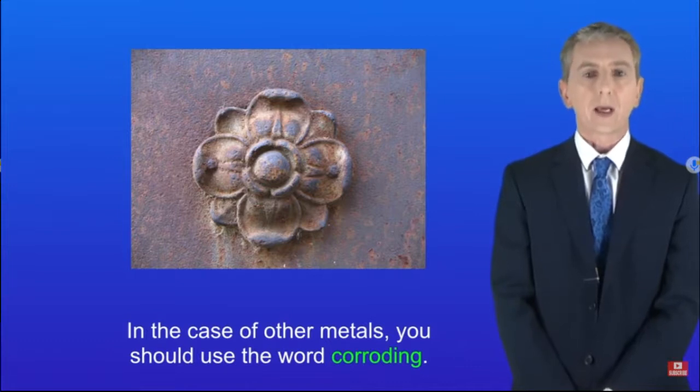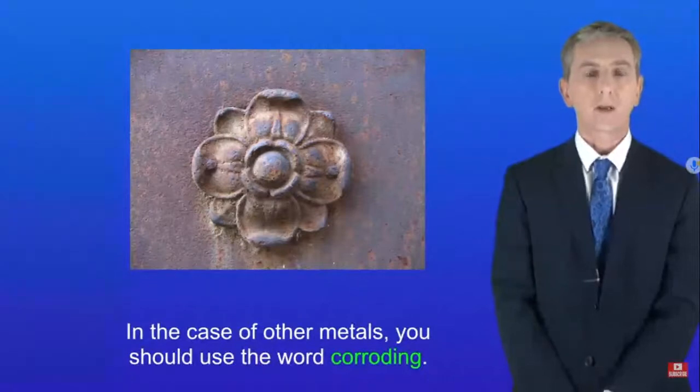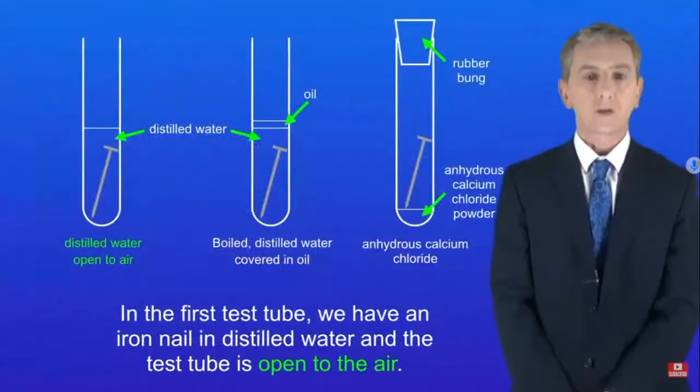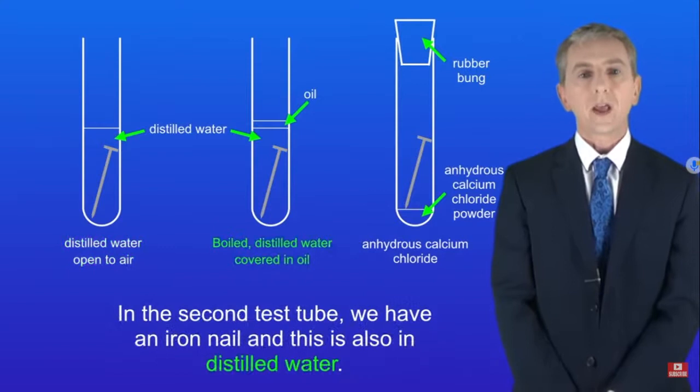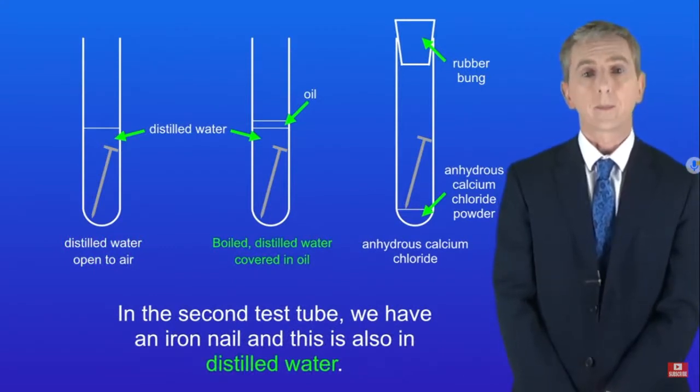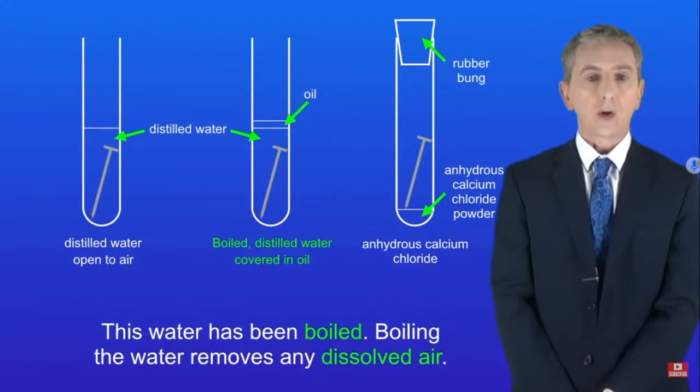Now, in the exam, you could be asked to describe how to carry out an experiment on the conditions required for rusting. I'm showing you here 3 test tubes. In the first test tube, we've got an iron nail in distilled water, and the test tube is open to the air. In the second test tube, we've got an iron nail, and this is also in distilled water. However, this water is being boiled. Boiling the water removes any dissolved air.